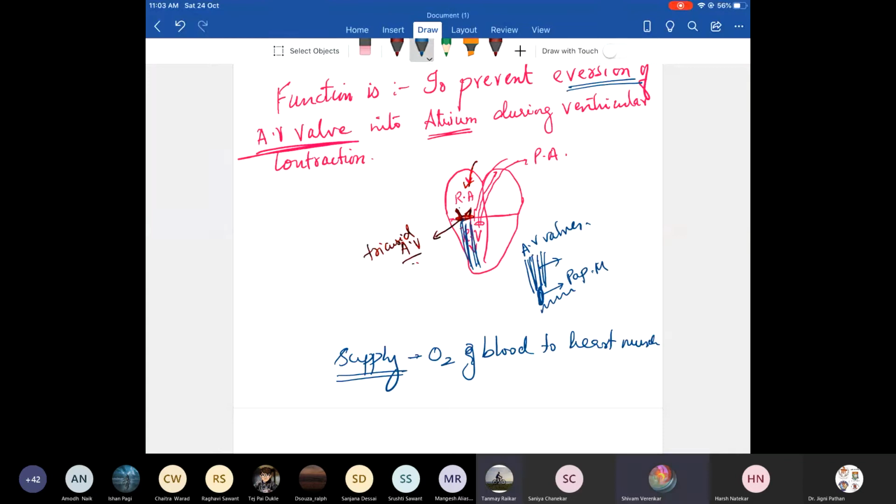Ma'am, where is the opening of the coronary artery? What? Where is the opening of the coronary artery? There is no opening for the coronary artery. It carries the blood from the left auricle, and then it takes the blood all over the heart muscle. Sorry. Okay, ma'am.